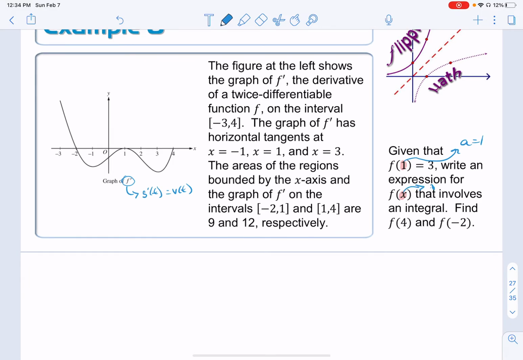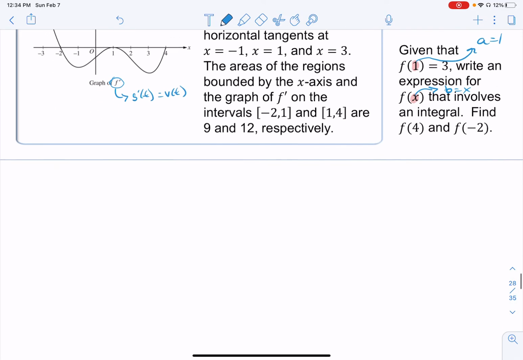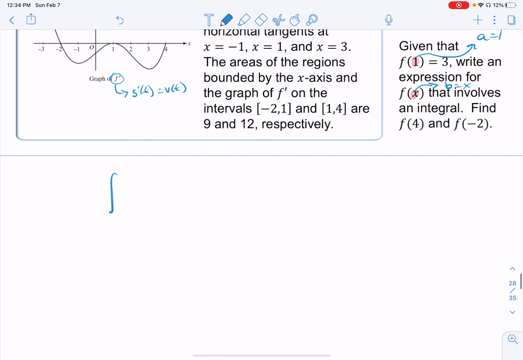So our b, come on, write this. B is equal to x. There we go. All right. So our integral expression is going to look like this. I'm going to take the definite integral from 1, our starting place, to some time x is equal to f prime of x dx. Oh, wait a minute.